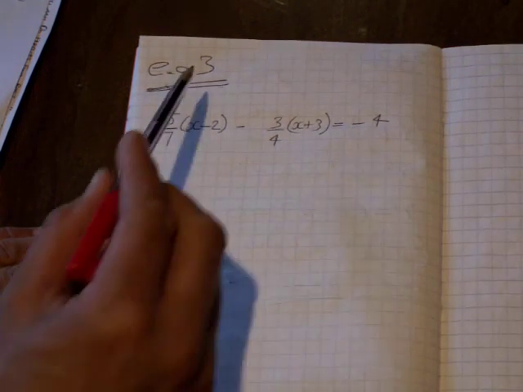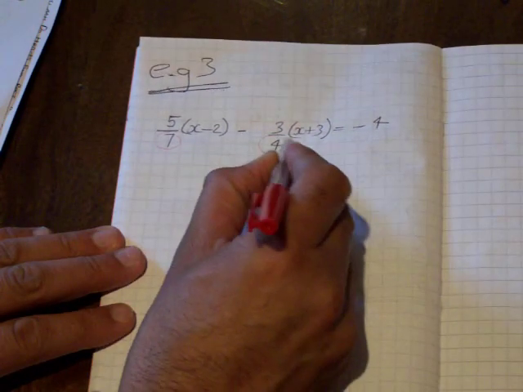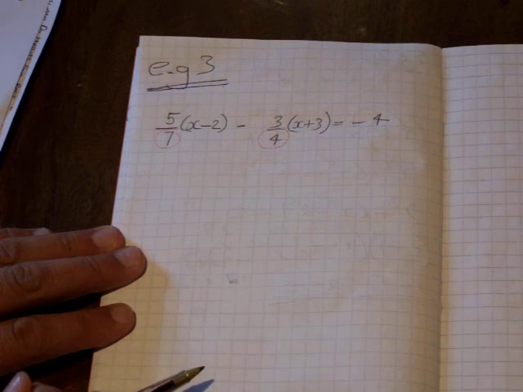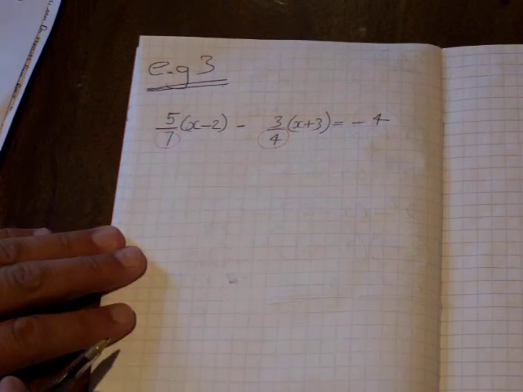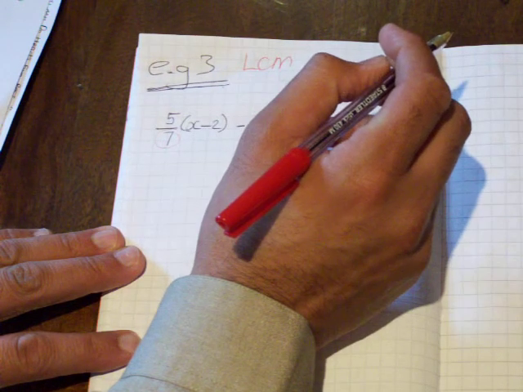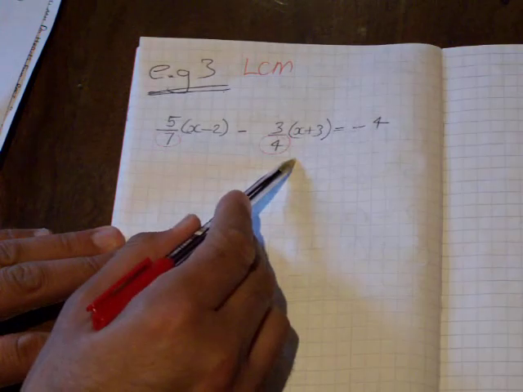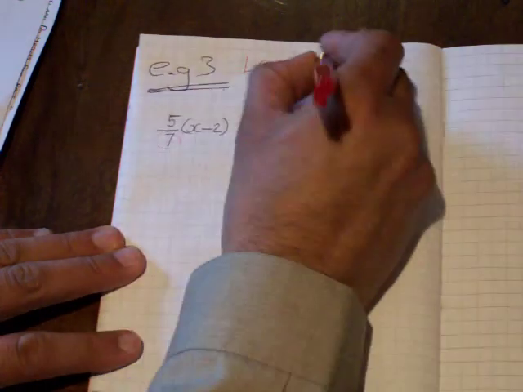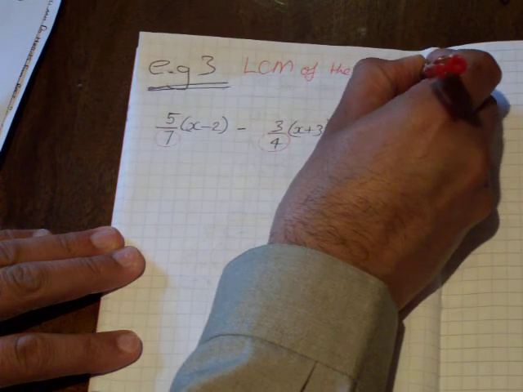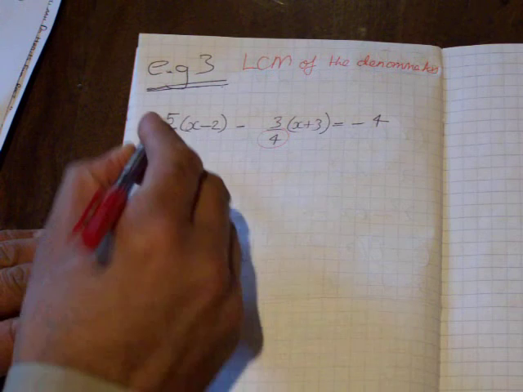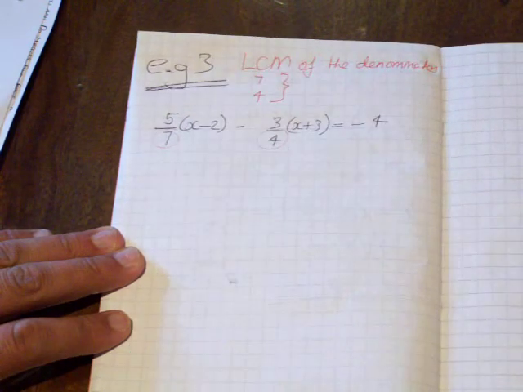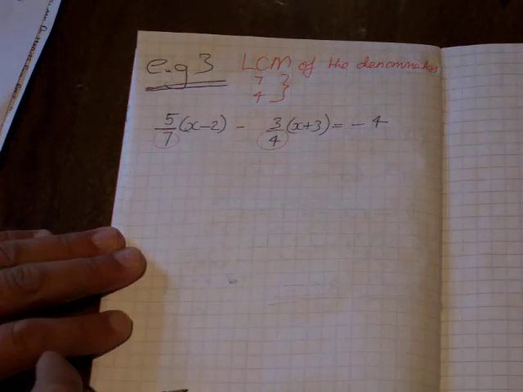Okay, but we've got all these horrible denominators hanging about. So the question will be, we need to get rid of these two. Now, what is the technique we can use to get rid of these fraction parts on the bottom? So the technique is we need to look at the lowest common multiple of the denominators. So what's the LCM of the denominators? Now the denominator is the bottom number. So we have 7 and 4. So what's the smallest number that 7 and 4 can both become?